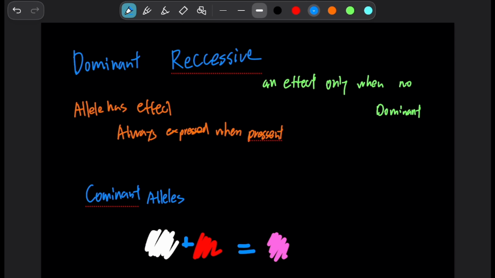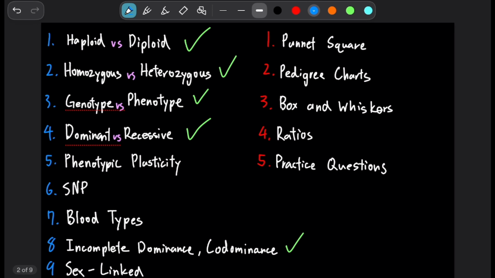And the dominant and recessive alleles will be in charge of how the traits are inherited from the parents, because one of the alleles will come from the father and one from the mother. Okay, so let's see what I want to talk about next.